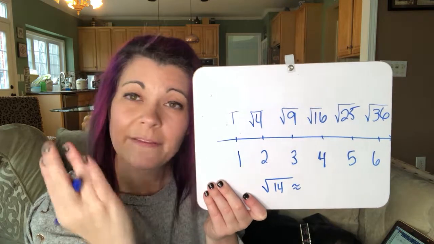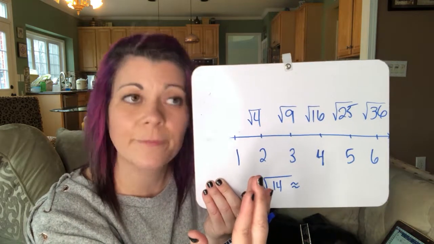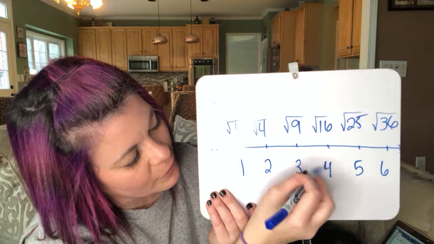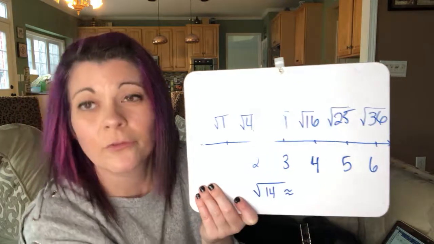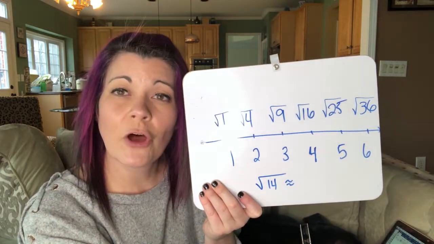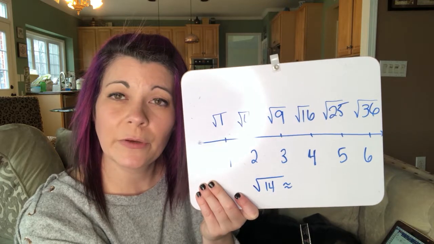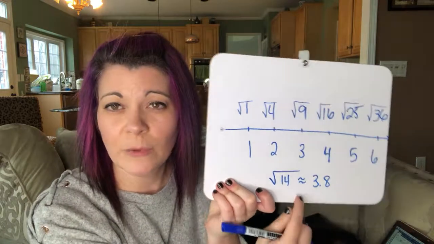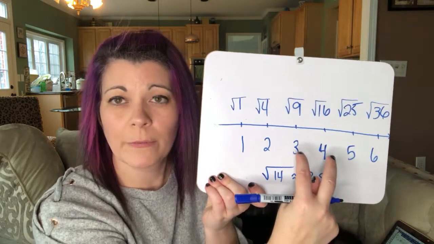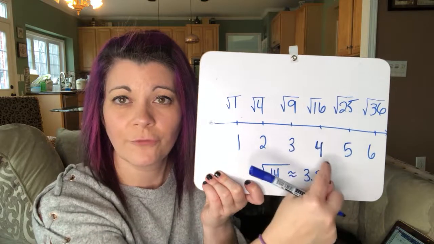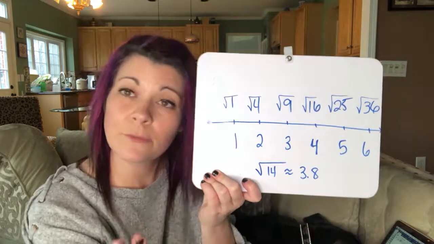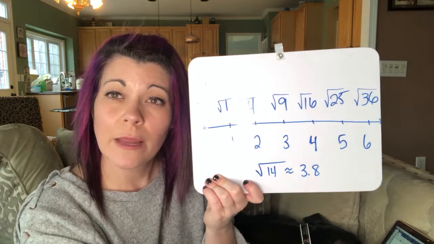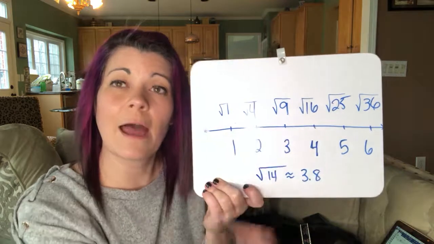Okay? So that means it's going to be above 3.5, because halfway between 3 and 4 is 3.5, but we know it's closer to 16. So you're going to be like, oh, maybe 3.8. 3.8, because that's in between 3 and 4, which we know the square root of 14 is, but it's closer to 4 than it is to 3. And 3.8 is closer to 4 than it is to 3. So this is how you estimate square roots.